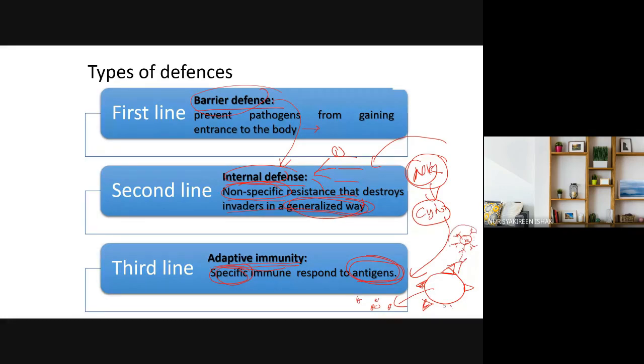So this will activate B cell. So B cell when it activates, it produces antibody. Okay, so this antibody will circulate in your body and find that specific pathogen to be destroyed. Okay, so that is third line defense. So you have first line, second line, and third line defense.